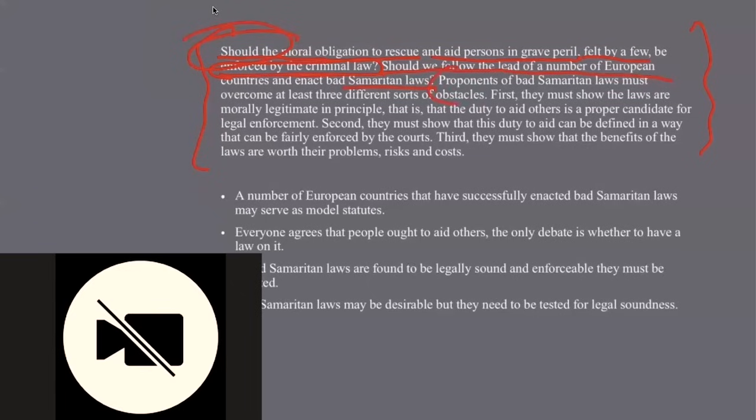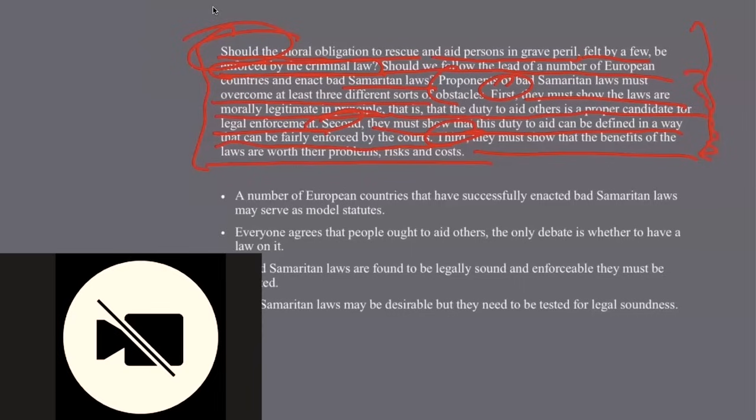Proponents of bad Samaritan laws must overcome at least three different sorts of obstacles. First is they must show the laws are morally legitimate in principle. That is, that the duty to aid others is a proper candidate for legal enforcement. Second, they must show that this duty to aid can be defined in a way that can be fairly enforced by the courts. And third, they must show that the benefits of the laws are worth their problems, risks, and costs. Now see, you do not need to remember all these three proponents.